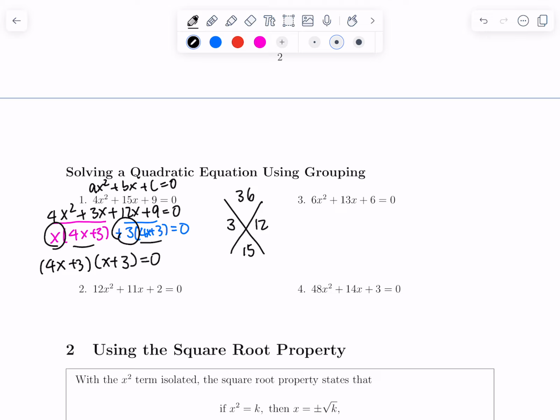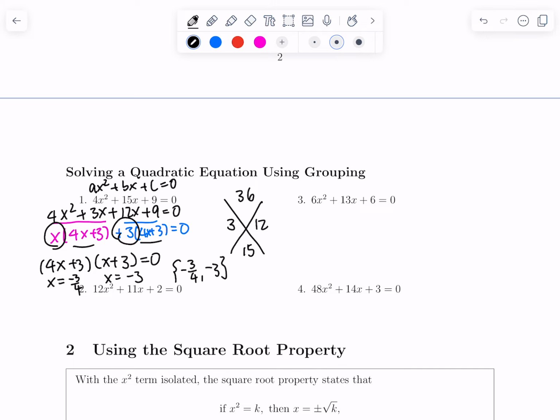So I got two factors, which is great because I'm going to let those two factors equal 0. 4x plus 3 equals 0 means x equals negative 3 over 4. x plus 3 equals 0 means x equals negative 3. Those are my two answers, and I can state my conclusion: the solution set for this quadratic equation is negative 3 over 4 and negative 3.